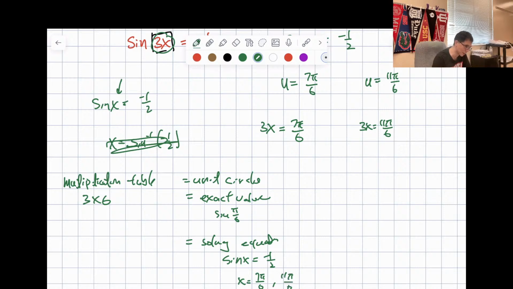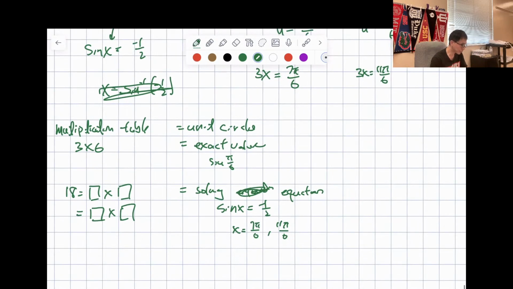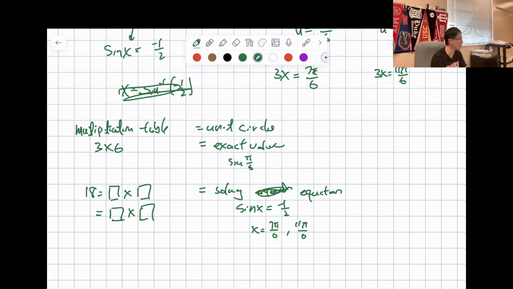It's like saying 18 is equal to which two numbers times each other. It says solving equation, sorry. Okay, so solving an equation is like asking you for all the combinations to get 18, right? So I can have 1 times 18, I can have 2 times 9, I can have 3 times 6. Those are all the possibilities between 0 and 2 pi. And you can even argue that -2 times -9 is also 18 as well. So that's all the possibilities there can be.